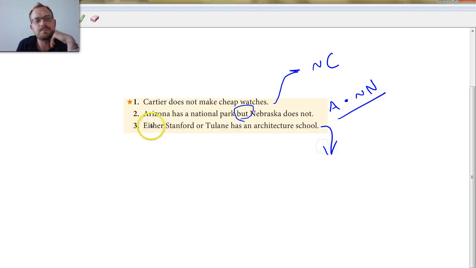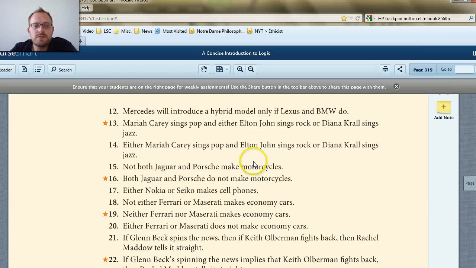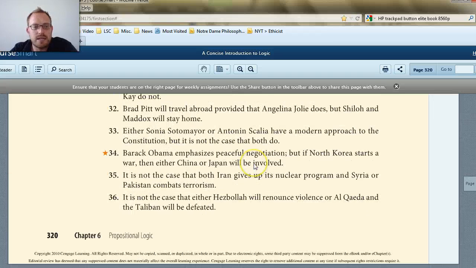What about this one? Either Stanford or Tulane has an architecture school, right? This basically means what? It means Stanford has an architectural school or Tulane has an architectural school. This is going to be S or T, right? So it's not too difficult, at least it's not in those first problems, but you'll see if you scroll down to the bottom, it gets complicated, right?